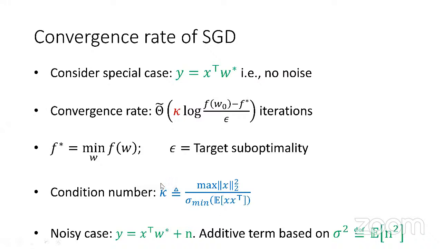It turns out that this is the right notion of condition number for the stochastic setting. The convergence rate again is linear in the condition number times a logarithmic factor that depends on the initial and target optimality. And finally, in the noisy case where Y is equal to X transpose W star plus some zero mean additive noise, there is an additive term in this convergence rate which depends on the variance of the noise, which is sigma square, defined as the expected value of n square.